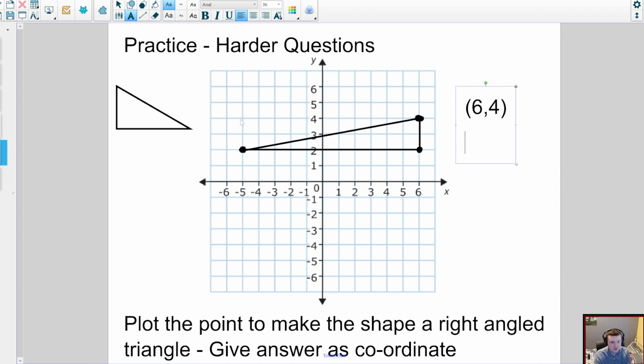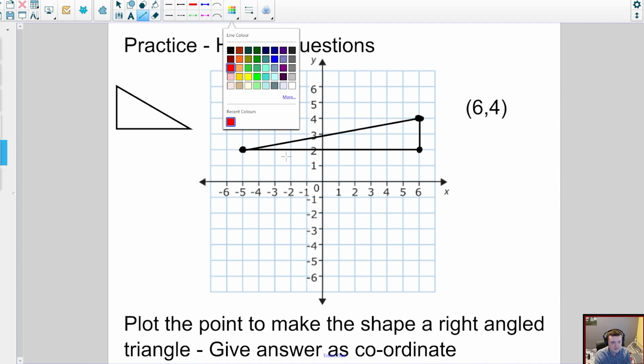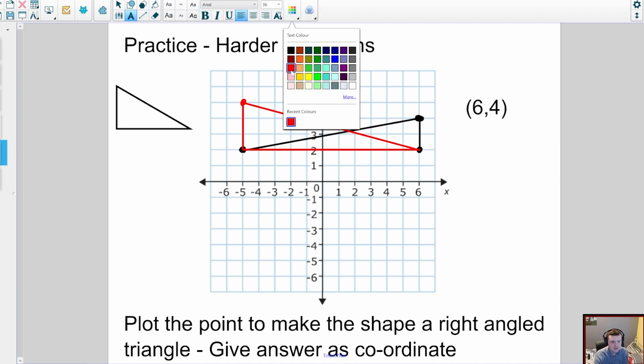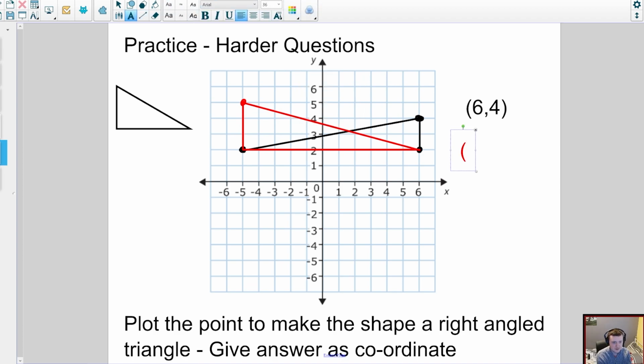So if you decided to put your point, let's just do it in red to show you a different answer. Let's say you put your point here. Okay, if we connect those up with red lines, we should still get a right-angled triangle. It's just a different right-angled triangle. And so our red answer, in this case, we would say that's going to be (-5, 5).